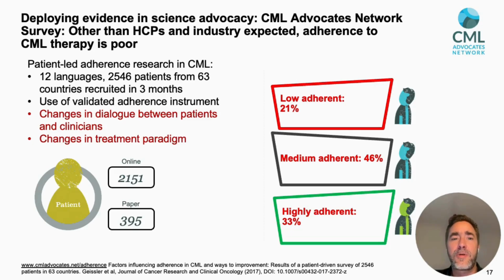So we saw that more than 20%, so more than every fifth patient, was highly unadherent to treatment, either intentionally, so they left out therapy, or unintentionally because they forgot. Only one third of patients were highly adherent. And that was a strong argument. When we presented that data, there was a lot of interest because nobody expected that in a disease where the correlation between adherence and survival was so clear.